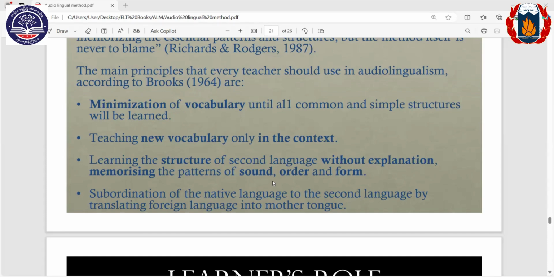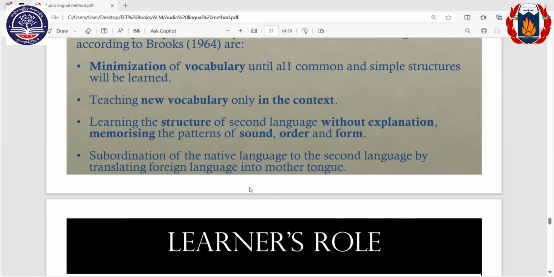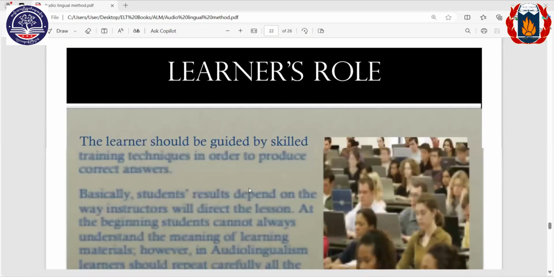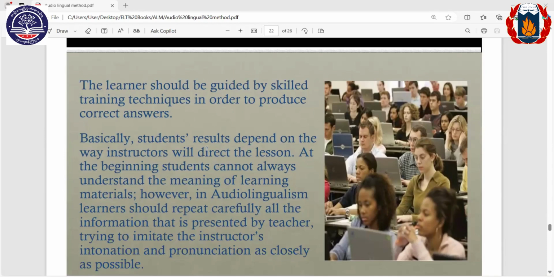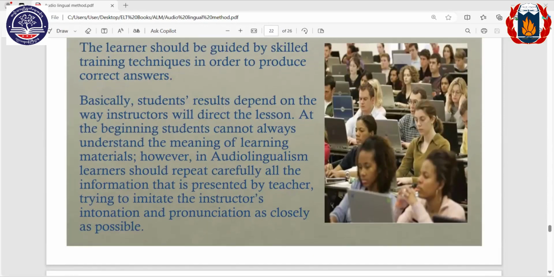But even though you are producing the foreign language, English, you are thinking in your mind in your mother tongue. Next one, the learner's role. The teacher needs to guide the learner by using lots of techniques in order to produce the correct answer.